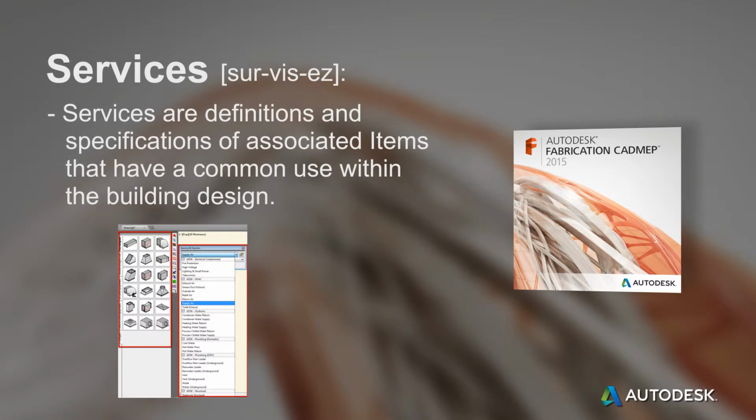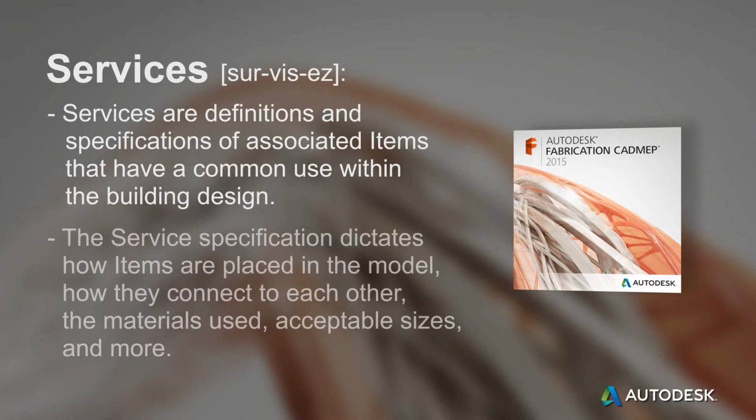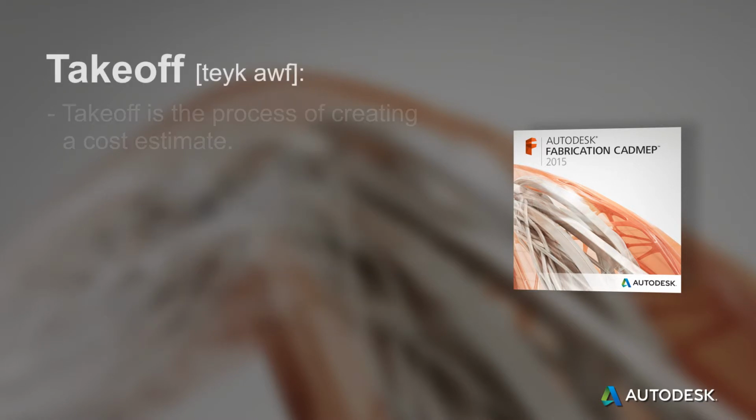Services. Within the Autodesk Fabrication products, services are definitions and specifications of associated items that have a common use within the building design. Services are comparable to systems within Autodesk Revit. Examples would include a cold water supply service and a supply air service. The service specification dictates how items are placed in the model, how they connect to each other, the materials used, acceptable sizes, and more.